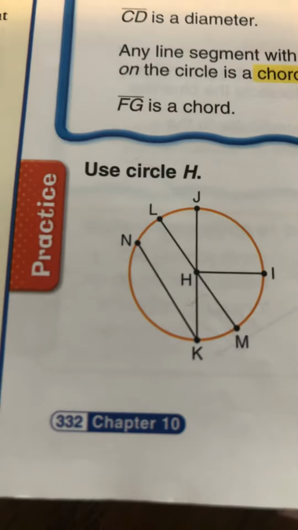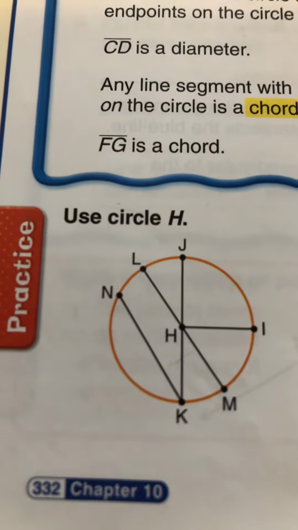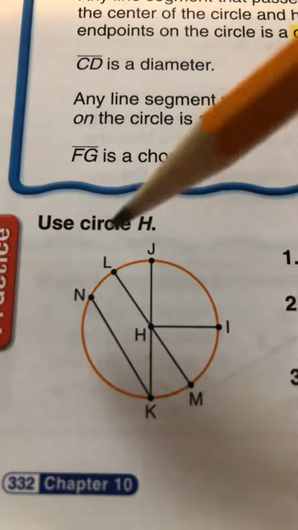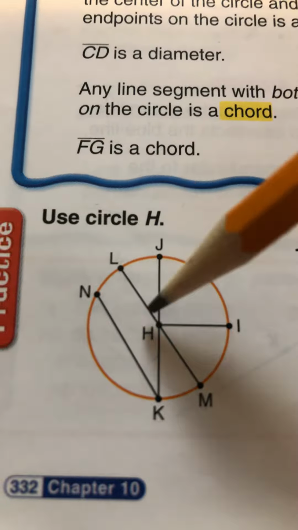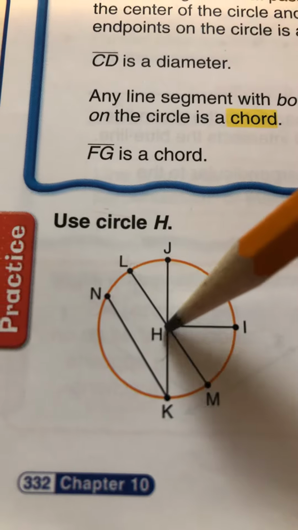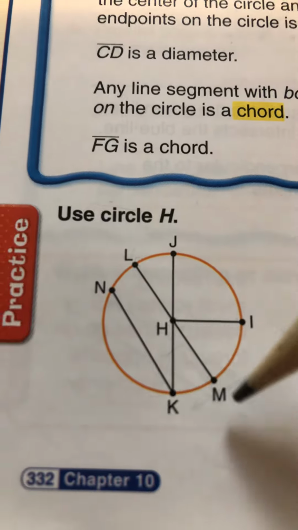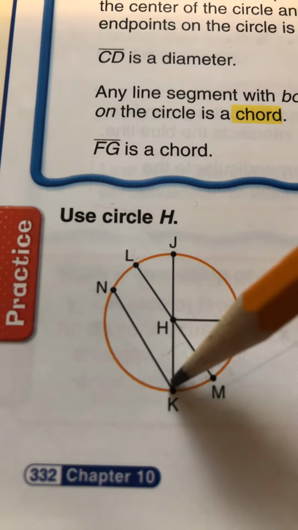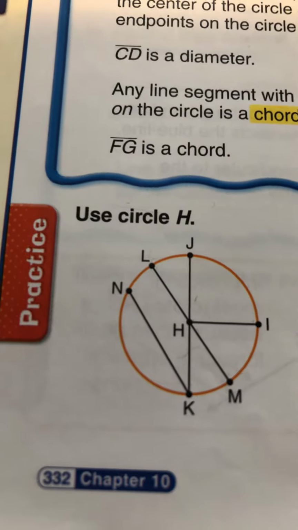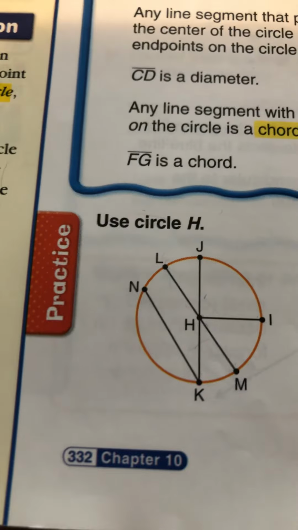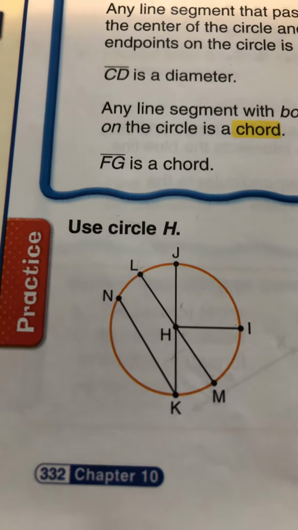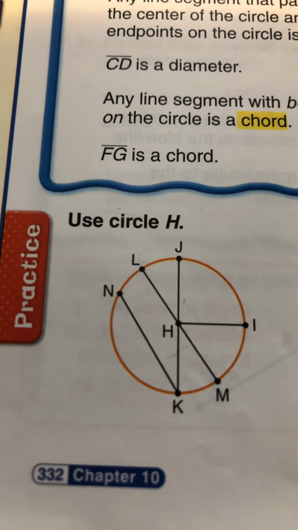is H. So now it says to name 5 line segments that are radii, so that have one endpoint on the circle and touch the middle. So LH, JH, IH, MH, KH are line segments that are radii. Now it says name 3 line segments that are chords and which one is not the diameter.